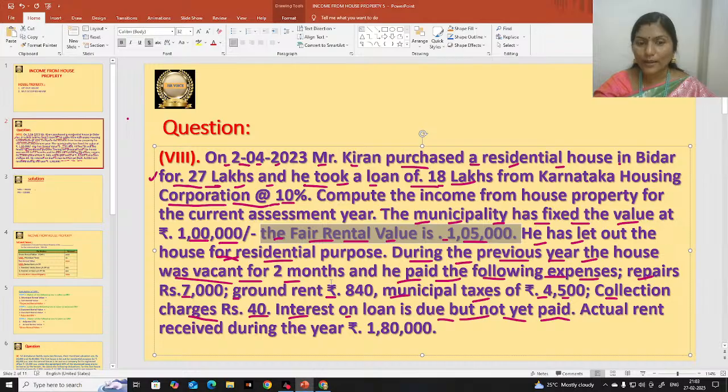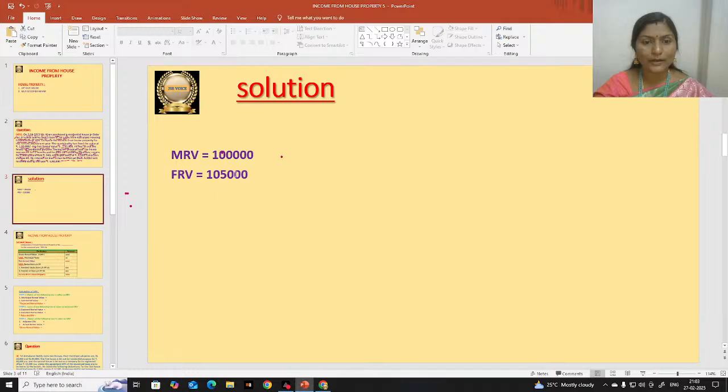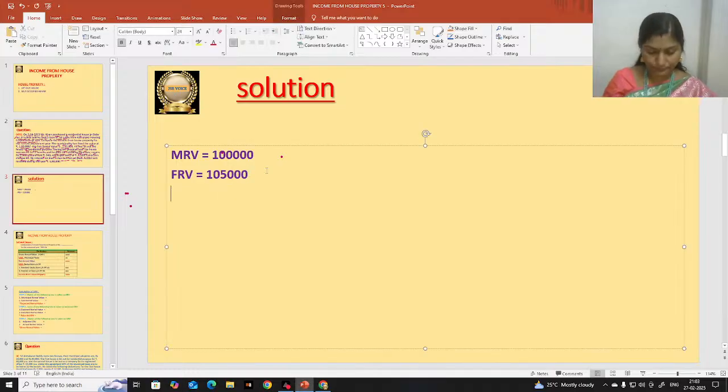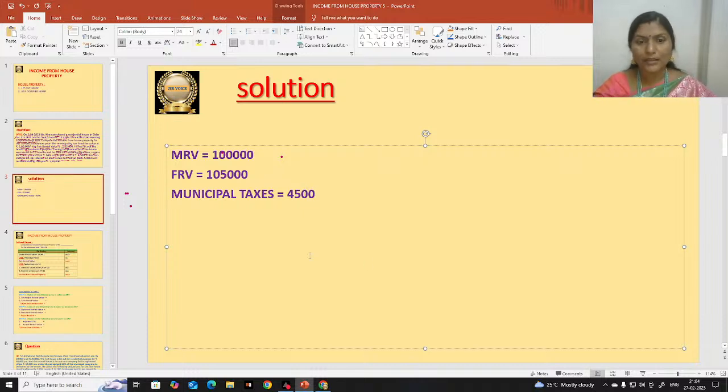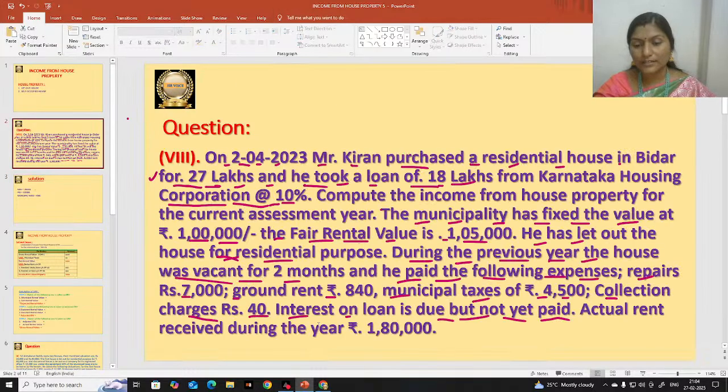What else we require? That is municipal taxes. Municipal taxes we need to take into account, because we are going to give as deduction from gross annual value. So municipal taxes are 4,500. Okay, let us go and record municipal taxes equal to 4,500. Municipal taxes are given. And next, let us take how much interest on loan we have.